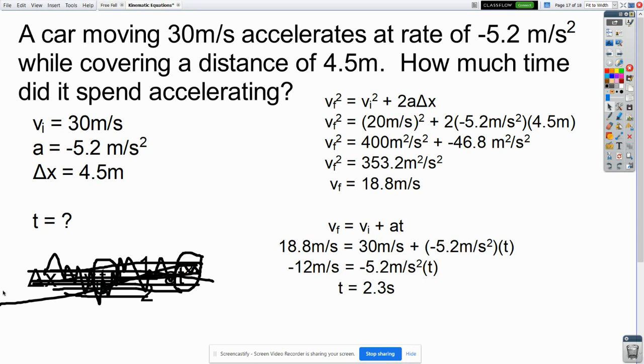So again, don't ever use delta x equals VIT plus 1/2 AT squared when you're trying to solve one of these, unless you want to do a lot of math. Find the VF first. It usually can be done in a minute or less. And then use that first kinematic equation to find your time.